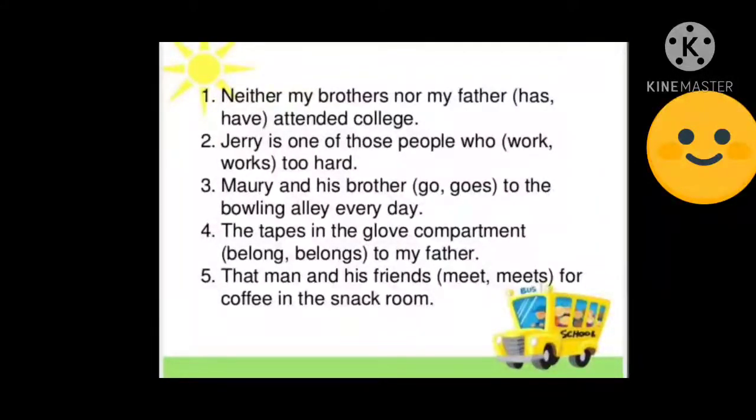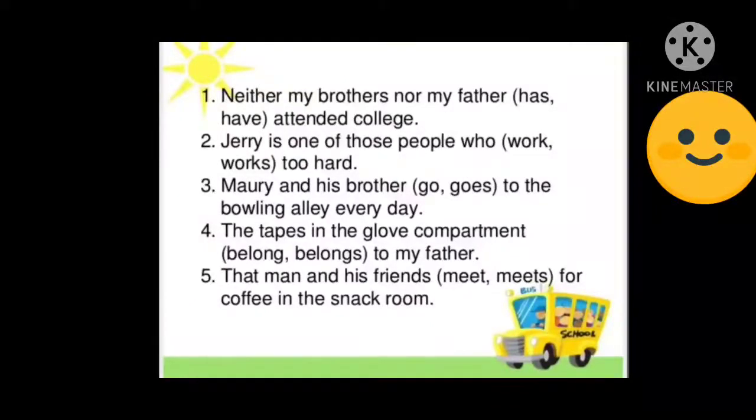Singular. So, has. Jerry is one of those people who dash too hard: work or works? Jerry is one of those people who. So, Jerry is singular or plural? People is plural, but do not consider people here. The real subject is Jerry, about whom this is all told. So, Jerry being singular, we go with singular verb, works.